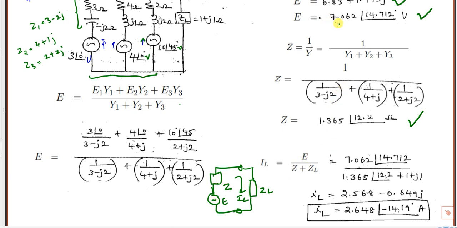E value is calculated earlier. E is 7.062 at an angle 14.712, and Z value is calculated as 1.365 at angle 12.2, okay, and ZL is this: 1 plus 1j. So this is your ZL, this is your Z, this is your E. So let us calculate using the calculator. Calculation is very, very important.